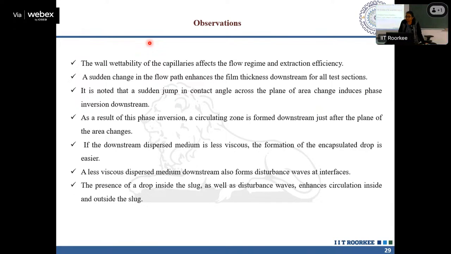So one is the wavy nature. The wavy nature contributes to that part, but it was already there in both hydrophilic sections. So when bromine was entering the hydrophilic, it also showed the wavy nature, but then the enhancement was not that high.